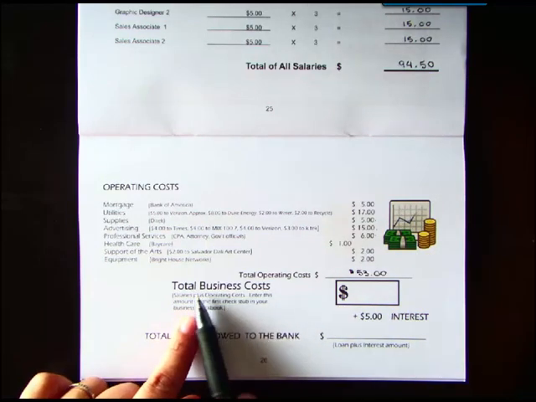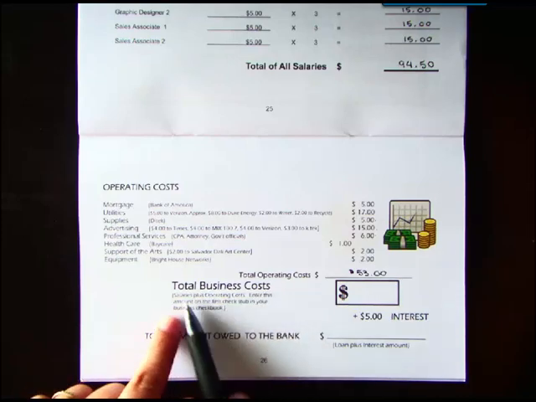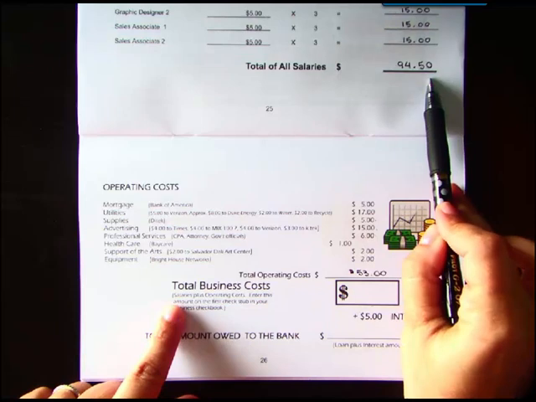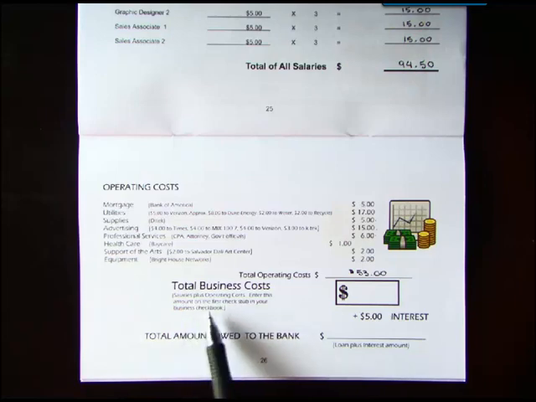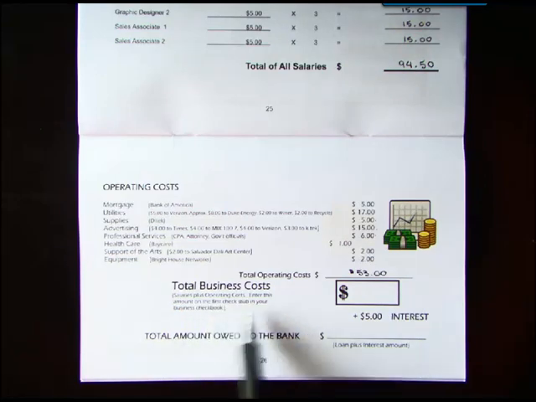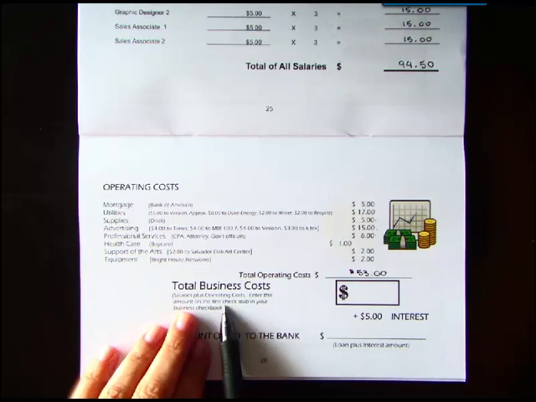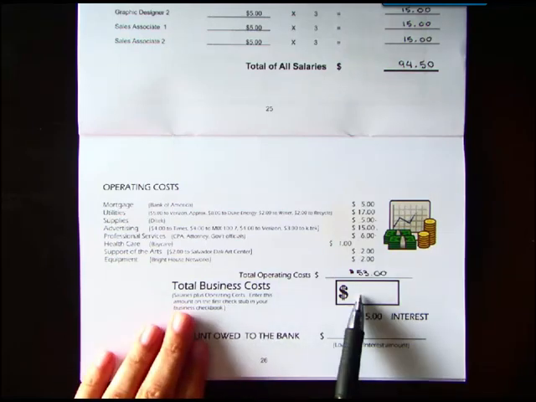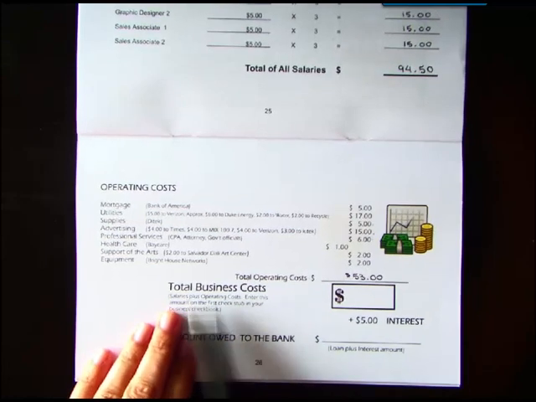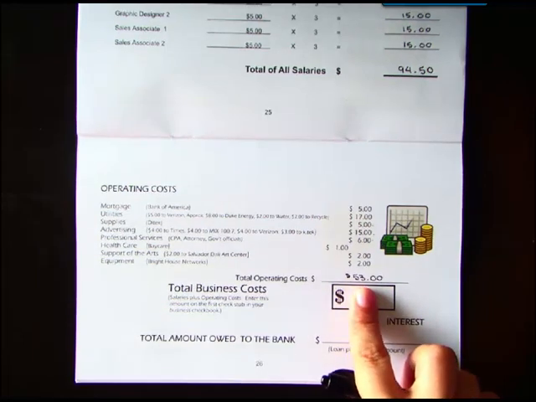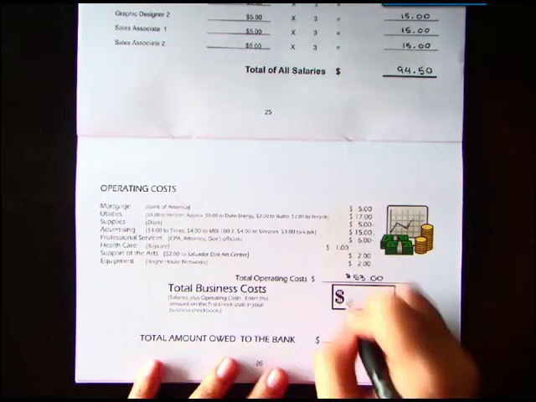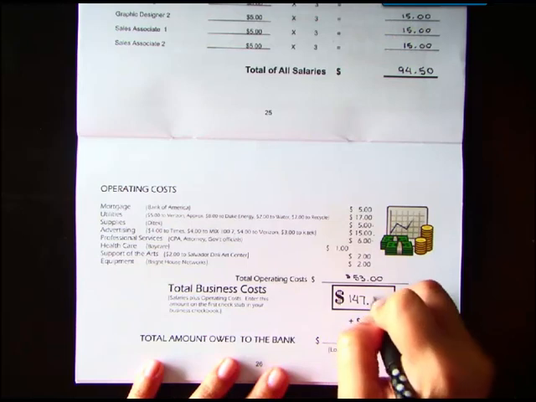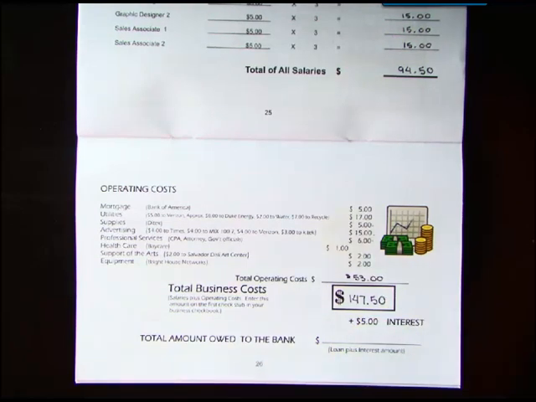So now it says down here our total business costs. It says salaries, so the amount we found up here on page 25, plus your operating costs. Enter this amount on the first check stub in your business checkbook. Entering it in your business checkbook, that will come when we get to Enterprise Village. Right now we're just going to enter it right here. So it's our salaries plus our operating costs. So our operating costs are $53. We're going to add our salaries to that, and that is $147.50. Okay.